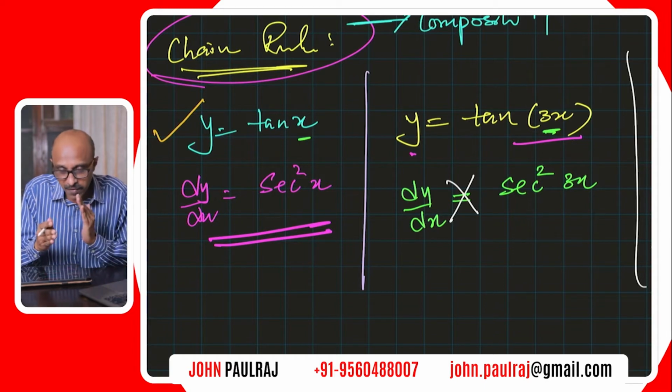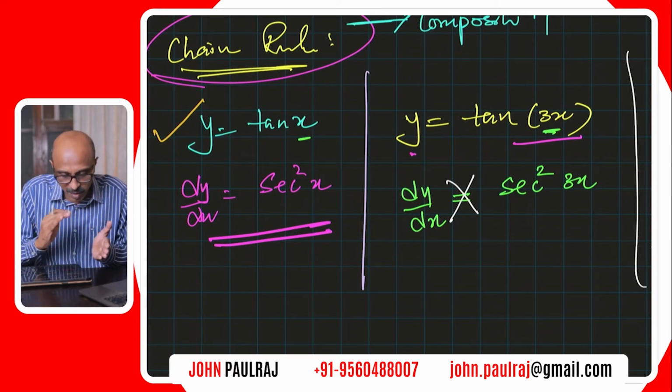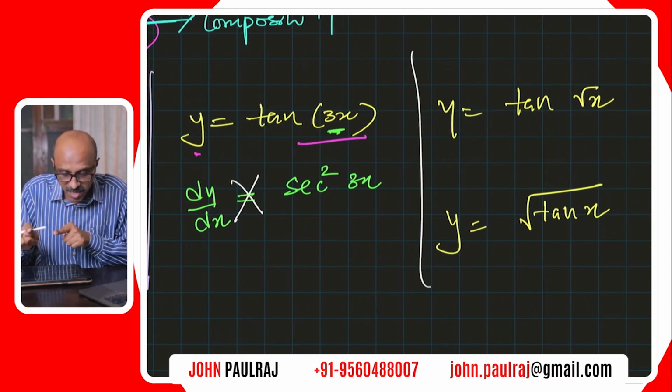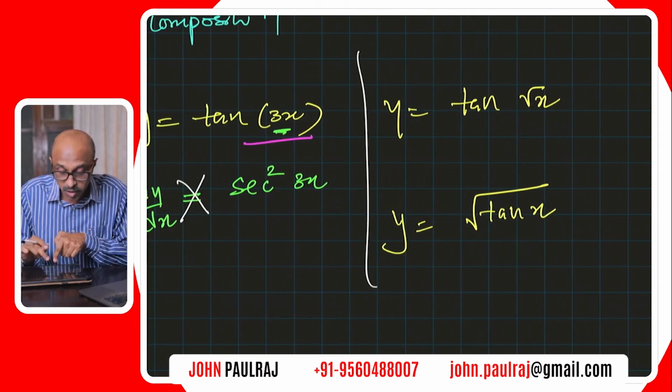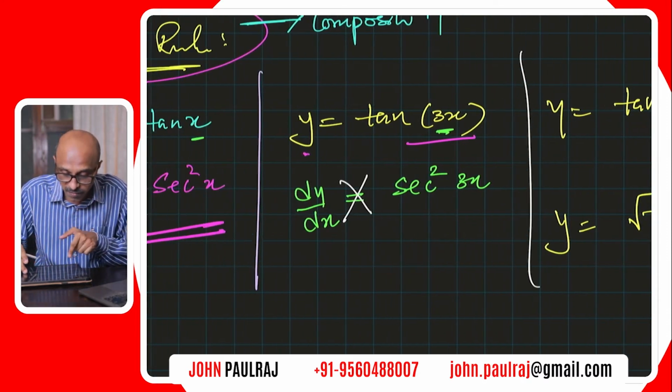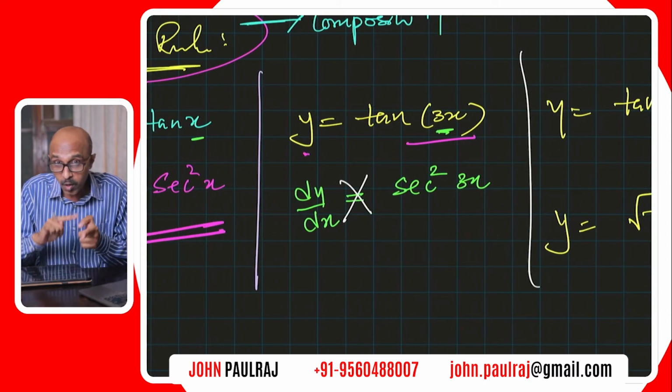The rule that you used for tan of x, y is equal to tan of x, the dy by dx is secant square x, cannot be directly used when you have a composite of the tan. It's like tan of 3x or tan of root x or the square root of tan of x. So let's try and understand how we use it. The first thing I just said, let's identify what makes that a composite function. So these are all examples of the composite function.